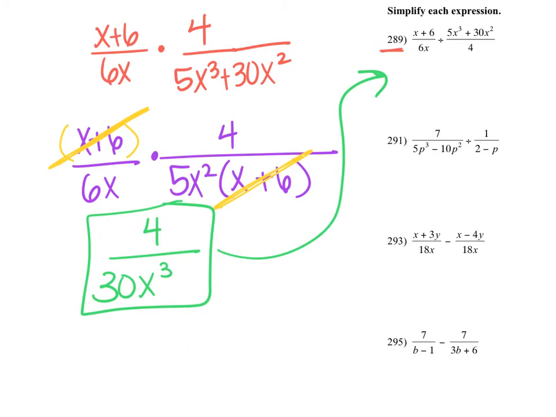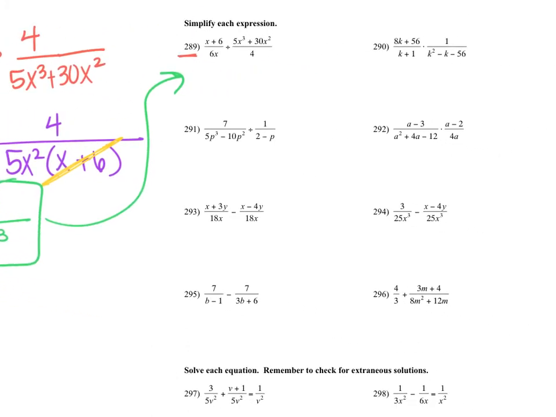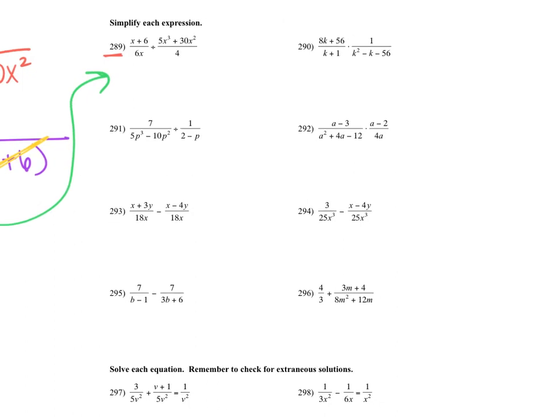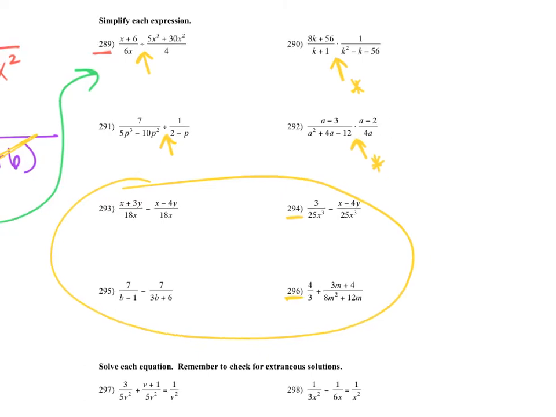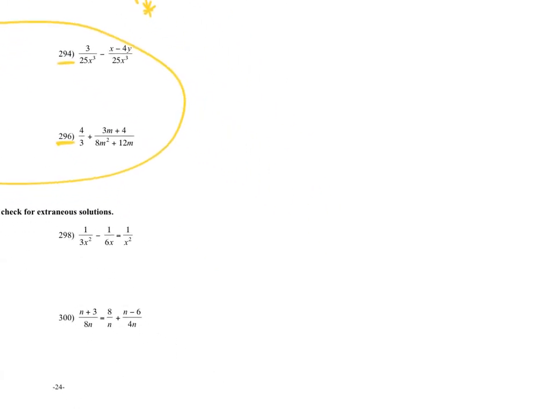Now, what I want you to realize is that this section is not just multiplying and dividing. So, yes, my 289 was division. I have a division problem here. I have a multiplication problem, right? But this section here is adding and subtracting. So you want the same denominator. So let me do 294 and 296. I'm going to zoom in and do that over here.